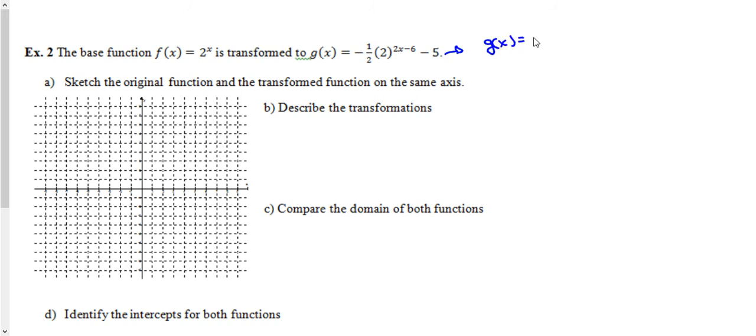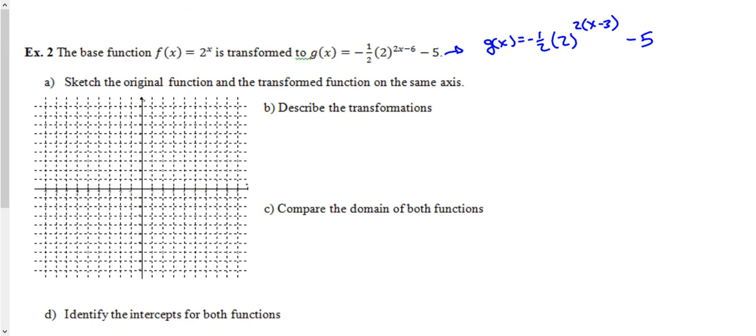So g(x) is going to be equal to negative 1/2, with a constant term of 2. And here is where my b value is. It's going to be 2 bracket x minus 3, minus 5 at the end there. Now that I have a b value, if it helps, you can sketch it in. If not, then you can use your graphing calculators to do this.